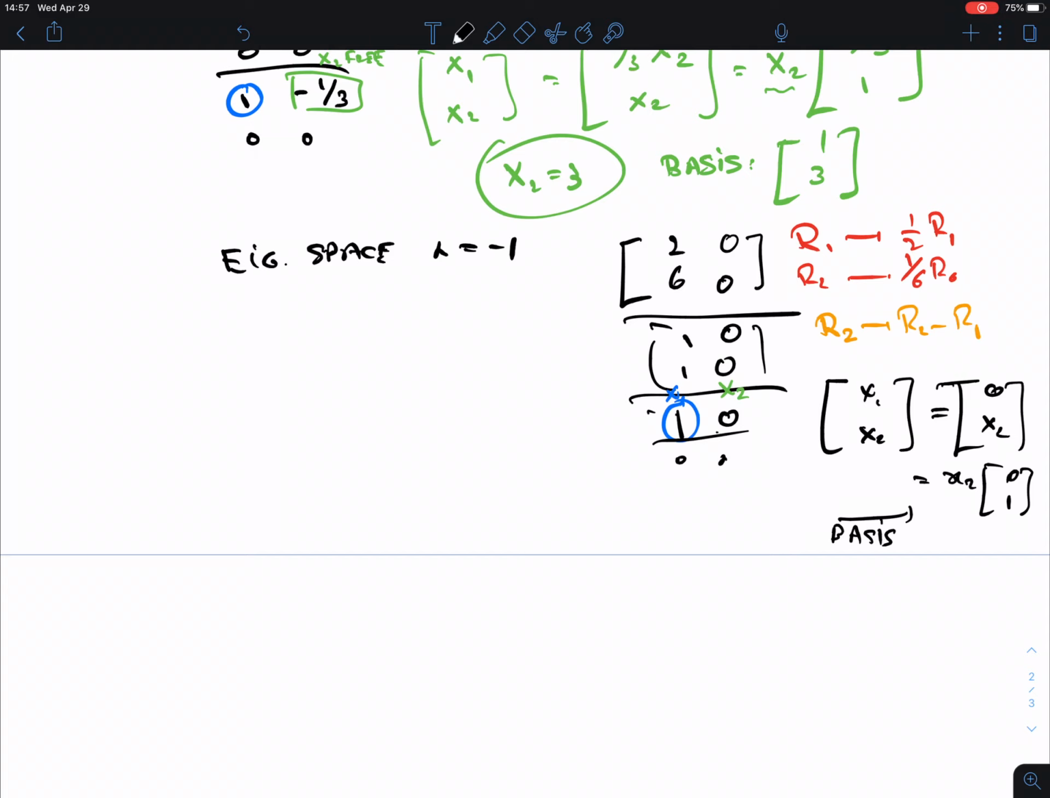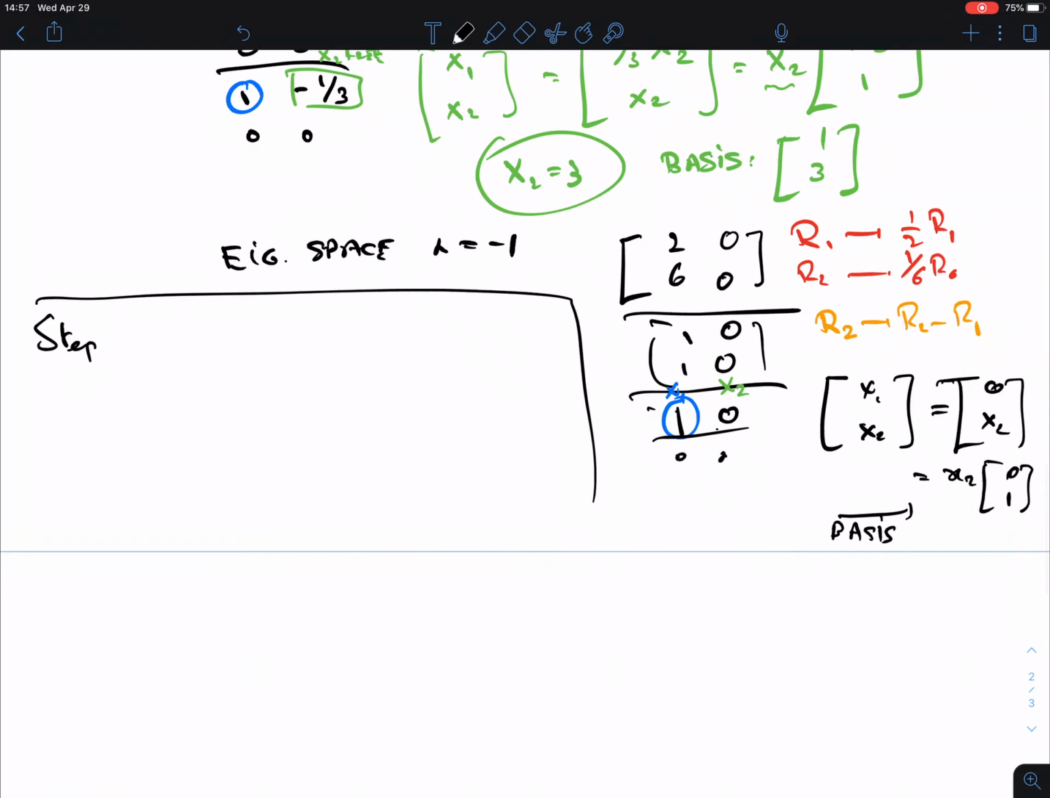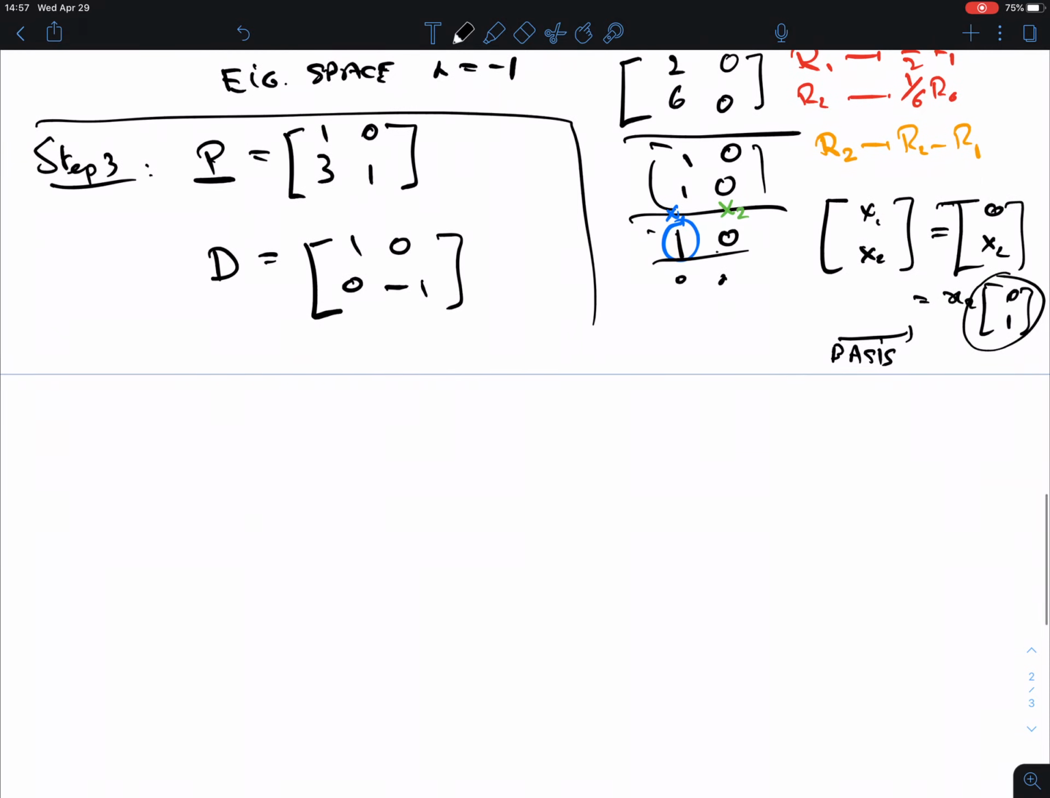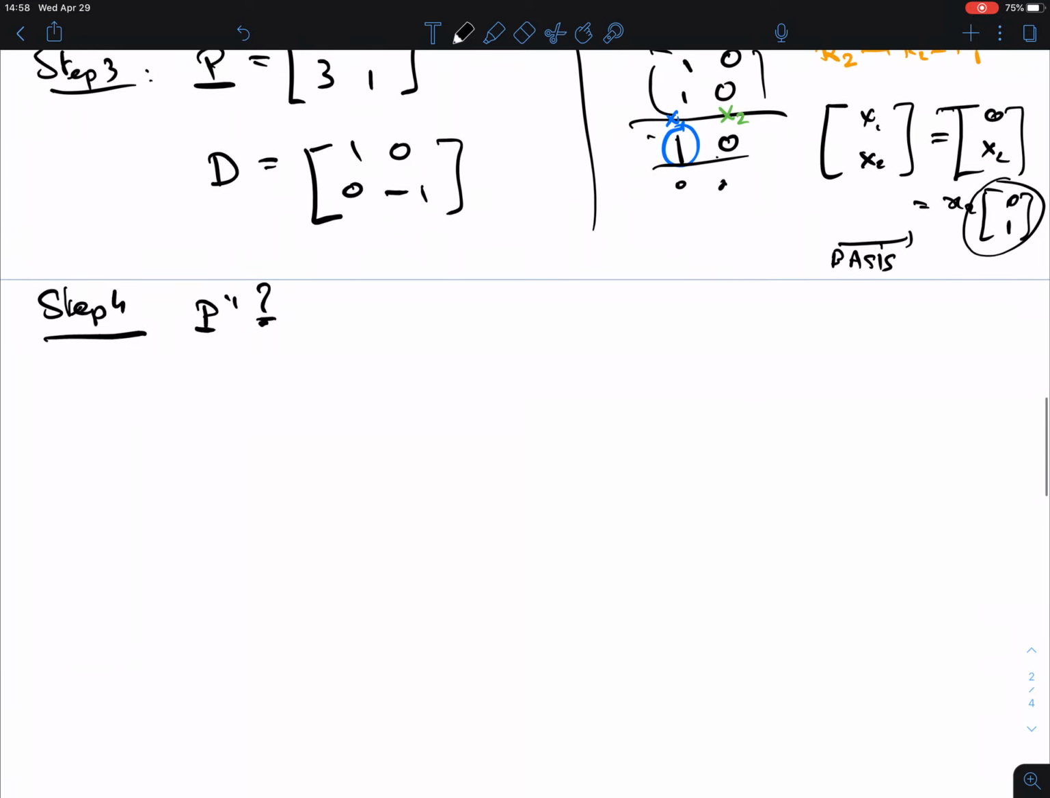Good. So step 3, we can write down what P and D are. I did 1 first and then -1, so let's keep the order that I did it in. You don't have to, but I'm already confusing myself all the time, so I try to. So we have this basis vector (1, 3), and we have this basis vector (0, 1). So this is P. Great. So let's find P inverse. Step 4. You see why we need P inverse. It's not just a fancy thing that I'm asking you, but we need it.